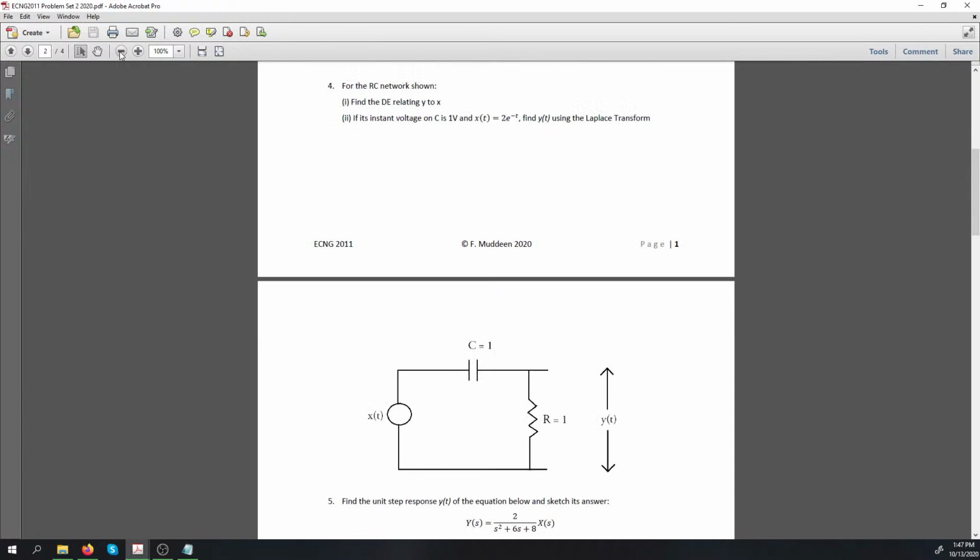So question 4 asks, for this resistance capacitance network that we observe, we need to obtain the differential equation related to y to x. And then if the instant voltage on the capacitor is 1 volt, and we have x of t equal to 2e to the minus t, we need to find the y of t equation using the Laplace transform accordingly. So I'm going to have to bring up the whiteboard here to actually start this.